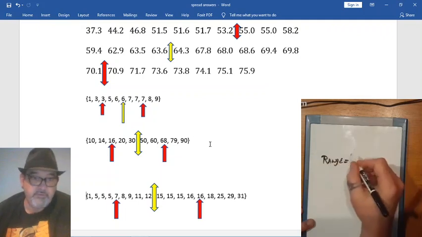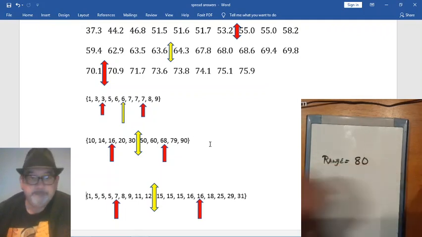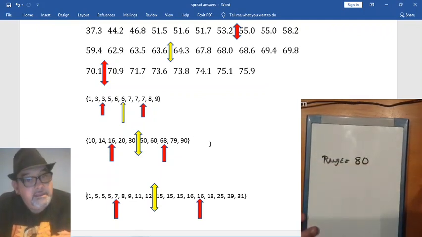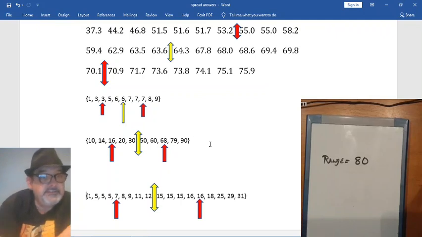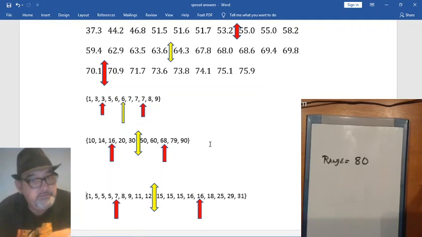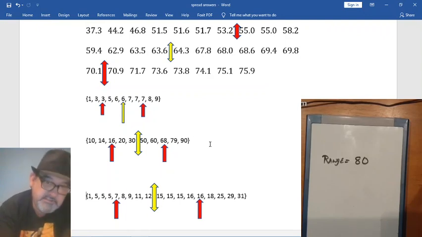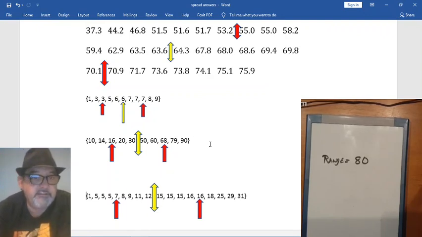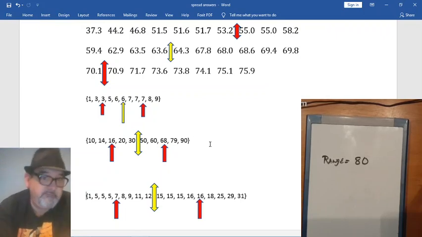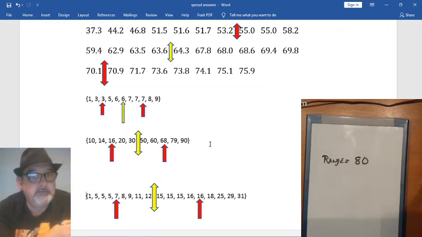So the difference between 10 and 90 is 80. Our median, well, there's 10 numbers. So this time, our median is going to be in between two numbers. It's not going to be an actual number itself. So you can see the yellow arrow that I made there in the center separates it into 5 on the left and 5 on the right. So it's in between 30 and 50.